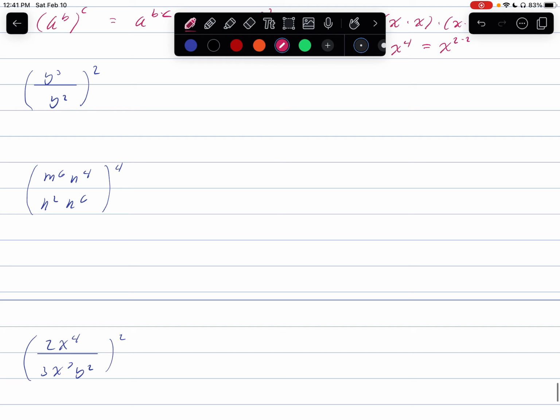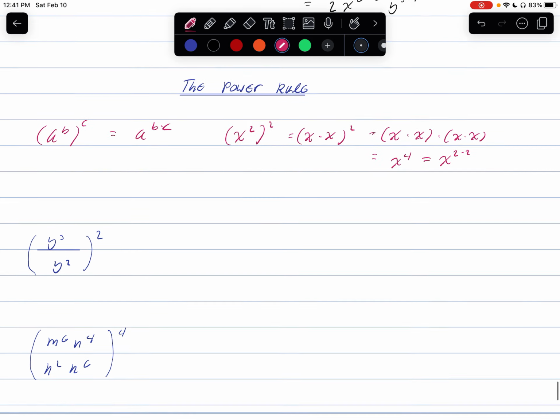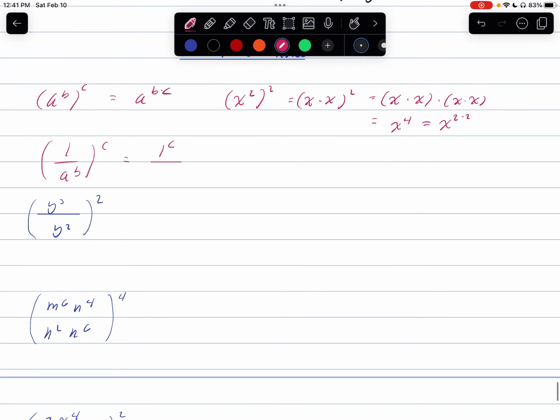And then very similarly, let me move these down a little bit. It works very similarly here for if we have 1 over a to the b raised to the c. This is going to be the same thing as 1 to the c over a to the b times c. Okay, so remember, you have to distribute this c to both the numerator and the denominator, but the power rule is going to apply in the denominator exactly like it would in the numerator. Okay, you're just going to multiply the exponents.